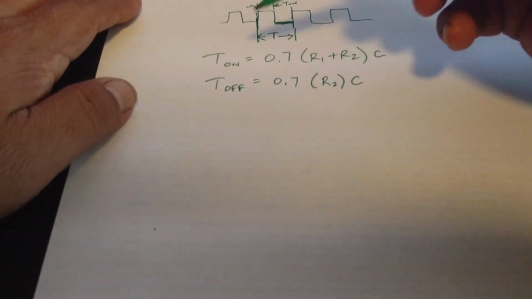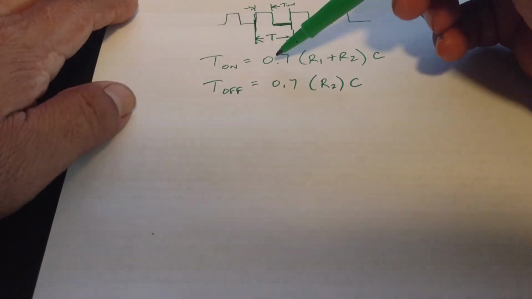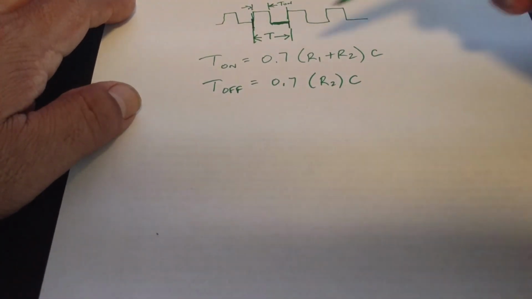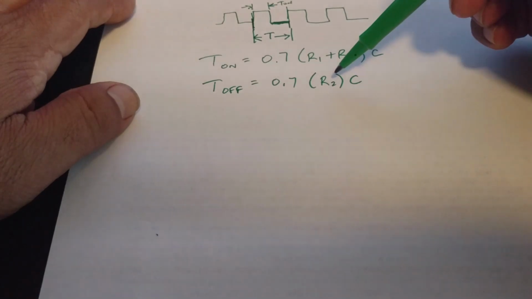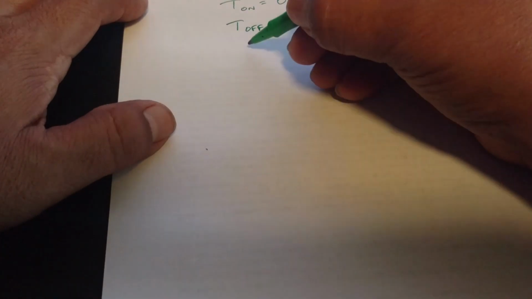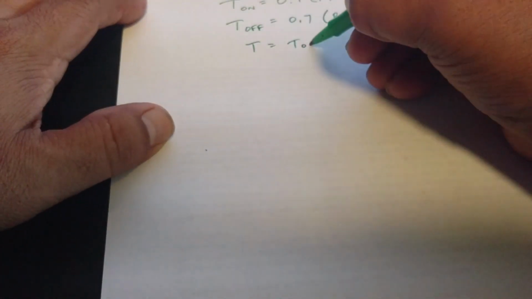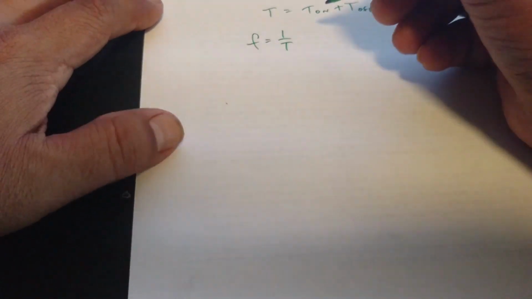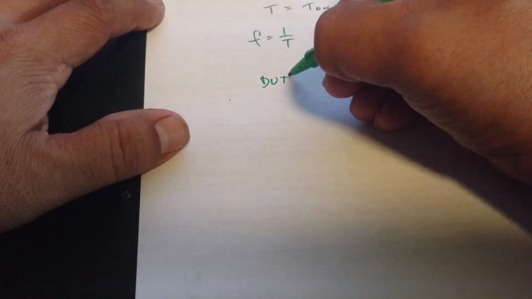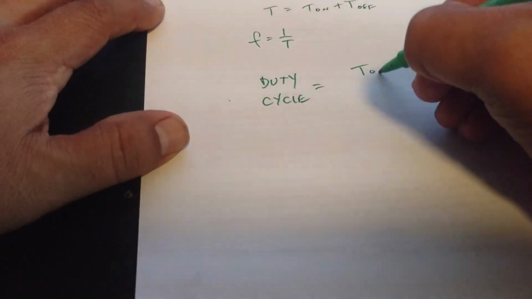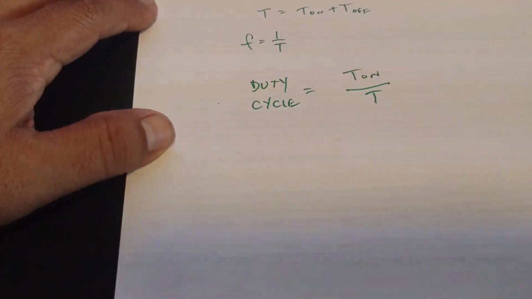And for the given circuit, the time on has a formula of 0.7 times (R1 plus R2) times the capacitor. The time off is 0.7 times R2 times C, the capacitor. So the period T would equal T on plus T off. Frequency equals 1 over period, and duty cycle equals the time on over the period.